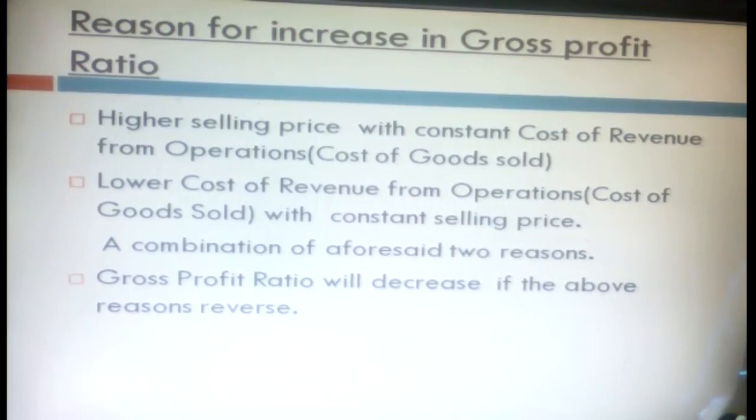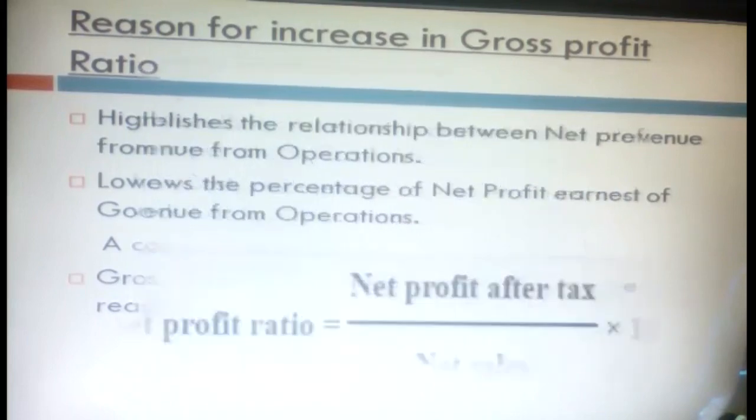In the same manner, in the reverse: a lower selling price. So naturally what will happen? The gross profit ratio will decrease. Okay. Then an increase in our cost of revenue from operations also decreases the gross profit ratio. That is the reason mentioned here very clearly.